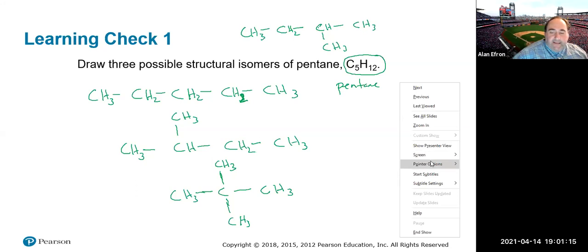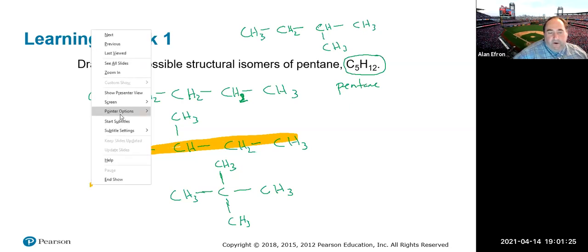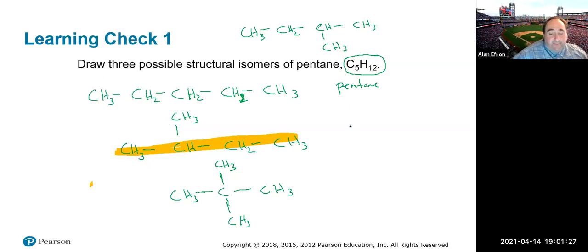Let's see if I did isomers on all of them. If I come across here, longest carbon chain is 4 carbons in a row. 4 carbons in a row is actually butane as the base of the name. I have a group that's attached here. That's a 1 carbon group, which would be a methyl group. That would be methyl butane.